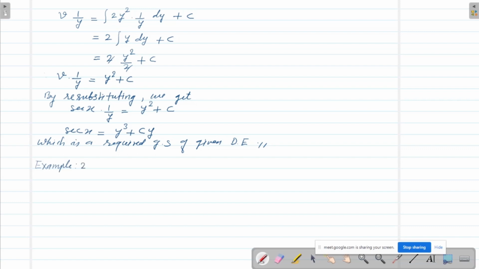Example number 2 is a small problem but very important, and I can ask it in your exam. Solve the differential equation dx upon dy equal to e raised to y minus x into e raised to y minus e raised to x. This is a very important problem, and a number of times I have asked this question. So please solve this problem at your home. This is a simple exercise for you.